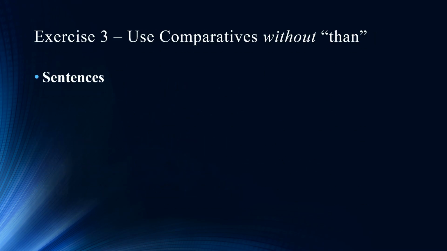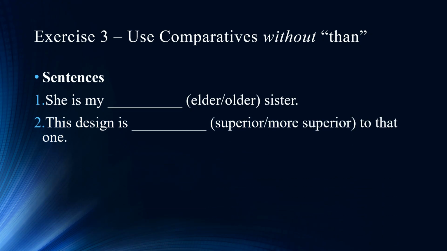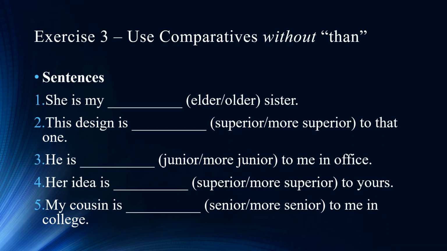Third exercise, use comparatives without than. She is my elder sister. This design is superior to that one. He is junior to me in office. Her idea is superior to yours. My cousin is senior to me in college. So these are the words with which we don't use than in comparative degree.